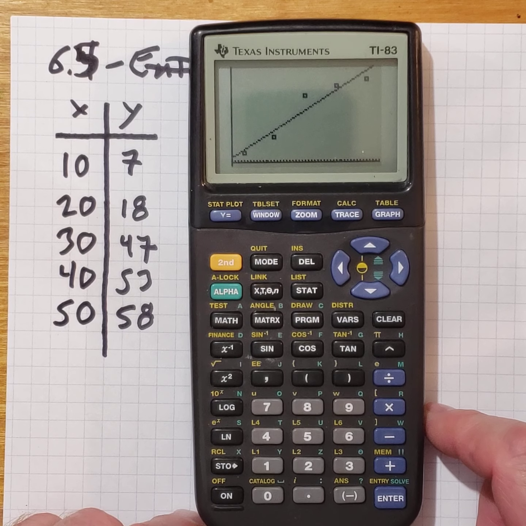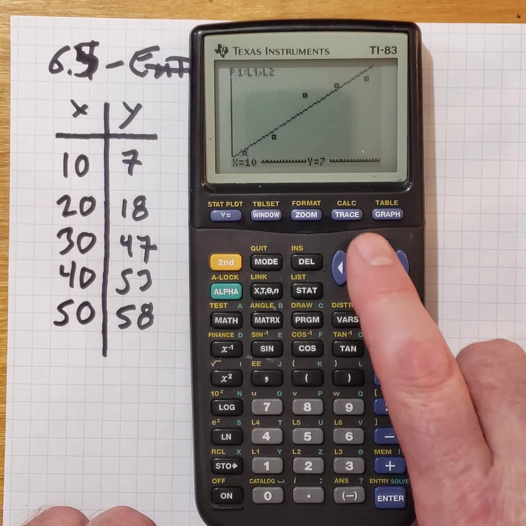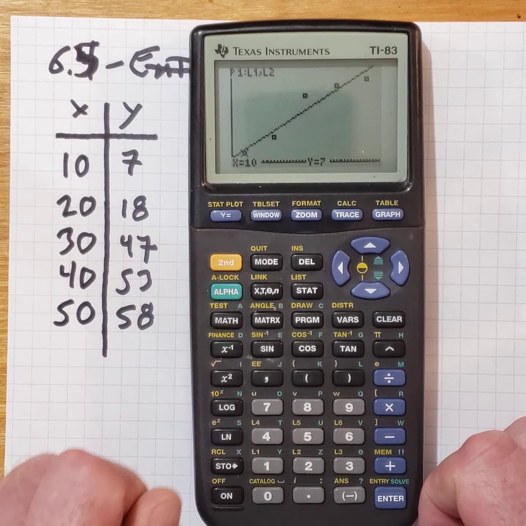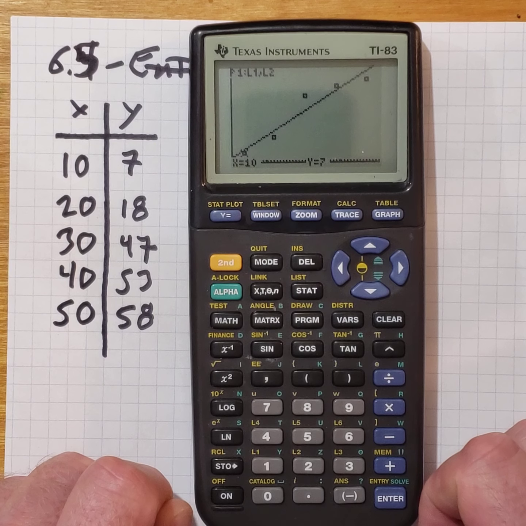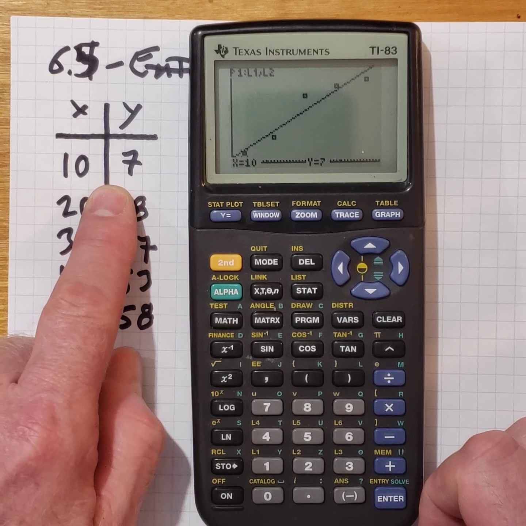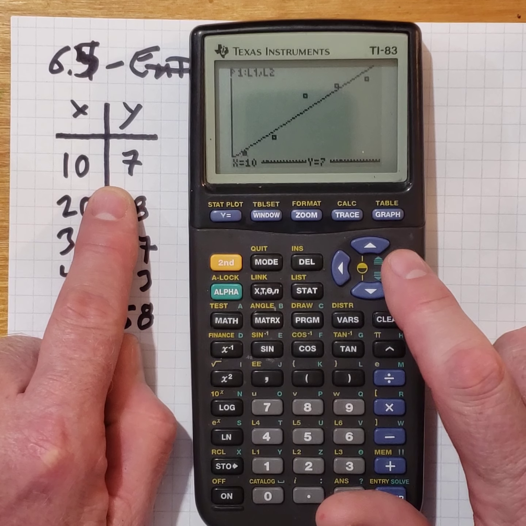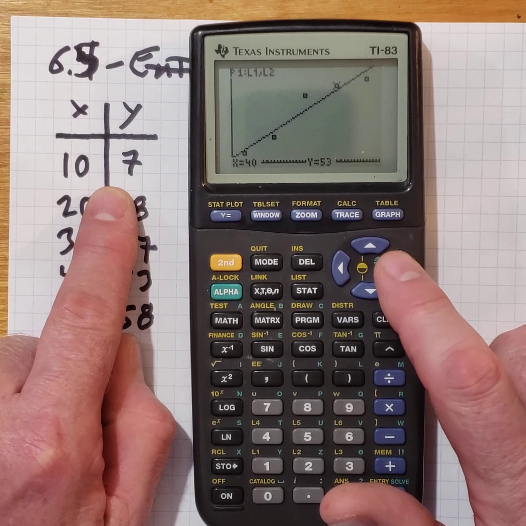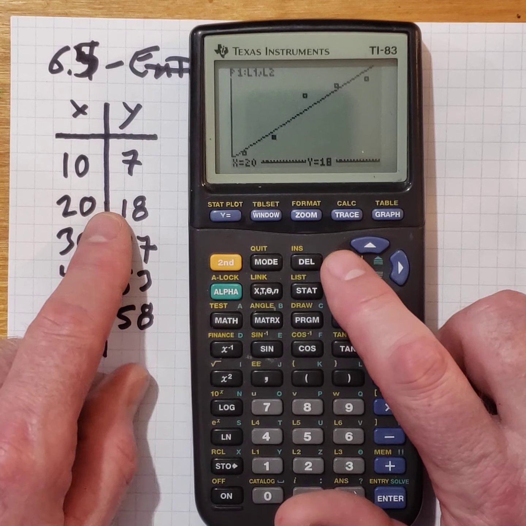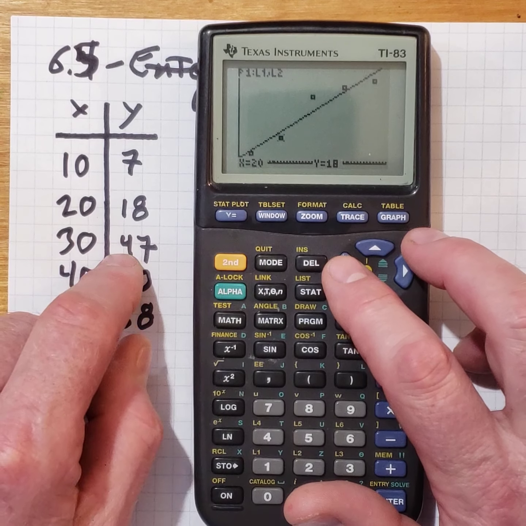All right, now what can we do with this line? Let's take a look at trace. We go to trace, and notice up here it says 0.1 L1 comma L2. And that means that it is on the point that represents our first pair of numbers in list 1 and list 2, which you can see here are 10 and 7. And if we hit our sideways arrow, it scrolls through. I'm sorry, it's saying 0.1 or P1. I'm not sure exactly what that means.